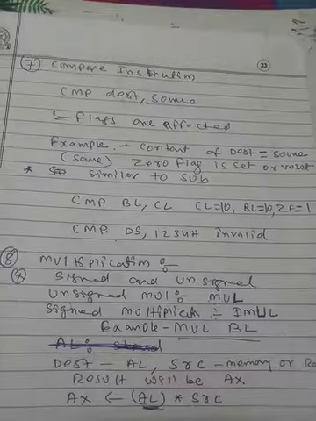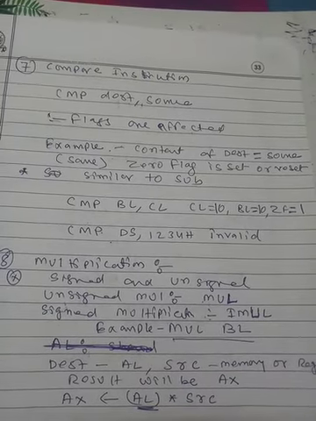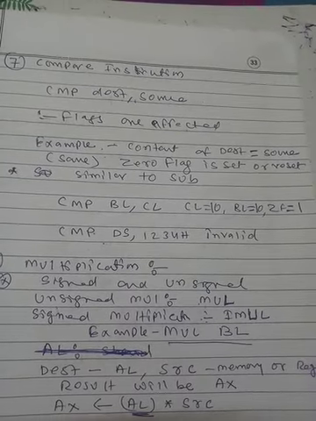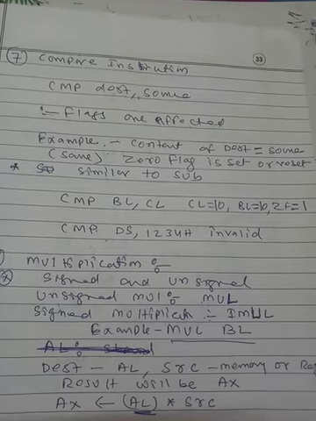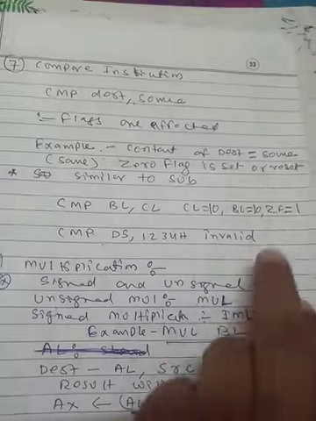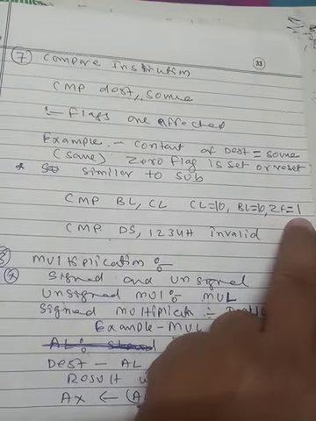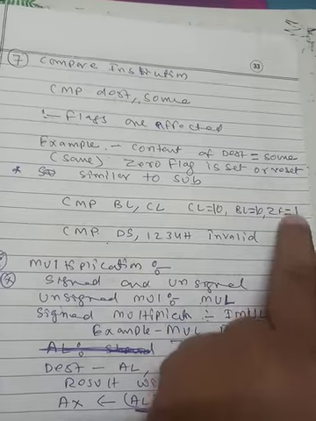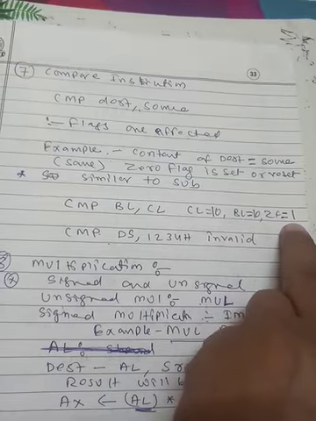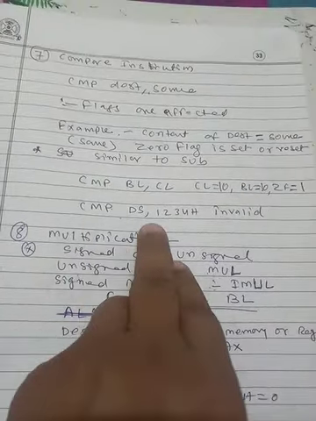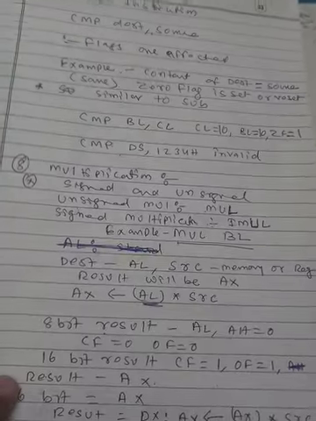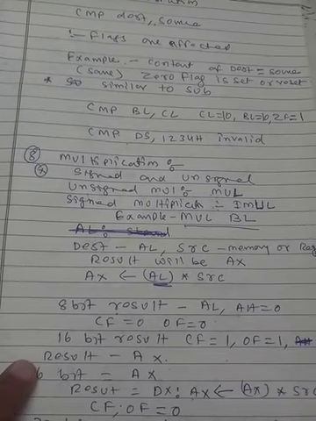Recall, we have already discussed the flags, that is the 16-bit flag register. Recall, the flag register is used to indicate the results of different arithmetic operations. So here in that we have the zero flag, so this zero flag will be equal to 1, otherwise it is 0. If BL and CL are not equal, then ZF is equal to 0. So again CMP DS, 1234H is invalid. So let us come to multiplication. We have two multiplications, one is signed and the other unsigned.